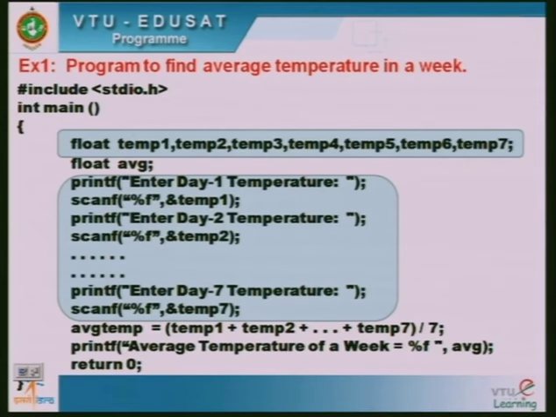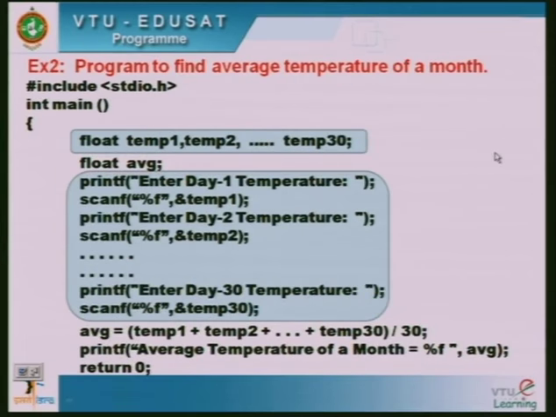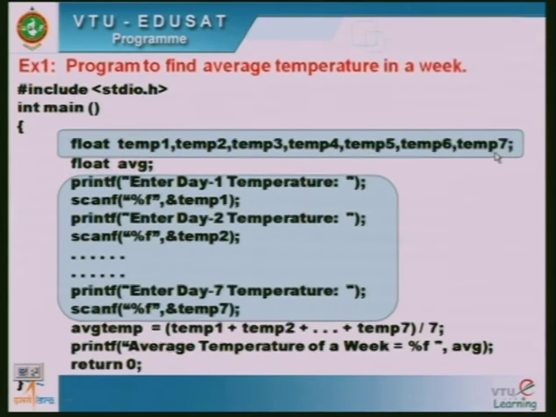Here, in the first declaration, we need to declare 7 different floating point variables. So this statement, temp1, temp2, temp3, temp4, temp5, temp6 and temp7, records the 7 different temperature values in a week, and we need to compute the average temperature in a week. So we need to read all the 7 temperatures on various days.